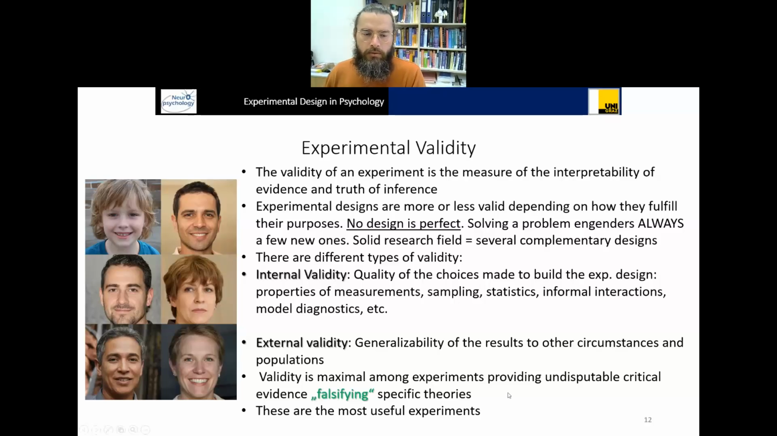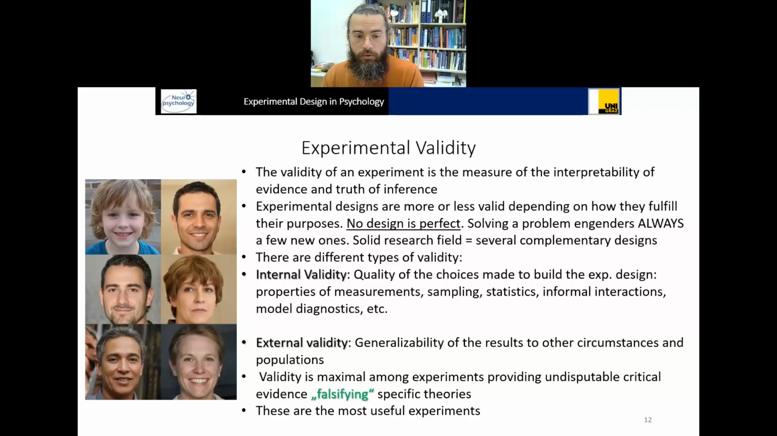And back to the discussion from last week. So validity as a whole is maximal among experiments providing undisputable critical evidence falsifying specific theories. So if your theory does not provide many testable hypotheses, so per definition, it's not a very good theory. And if it's impossible to generate experiments which undisputably can falsify your theory, then you have a problem.